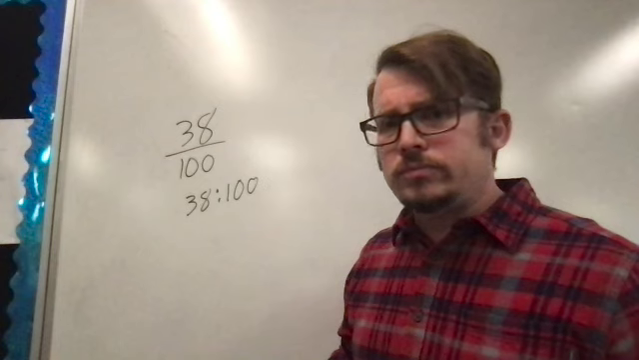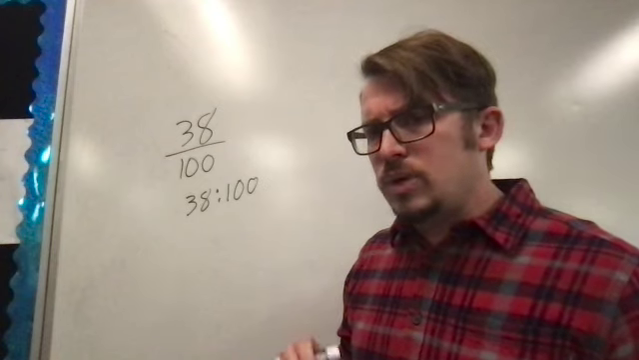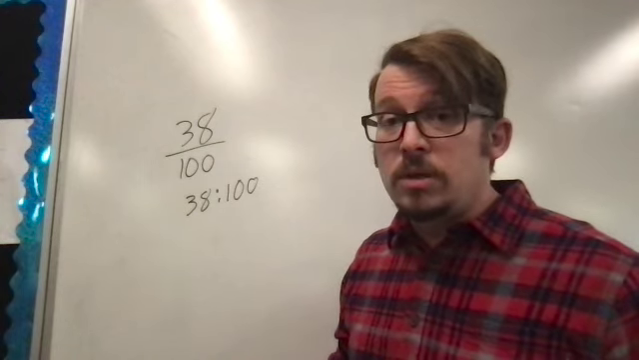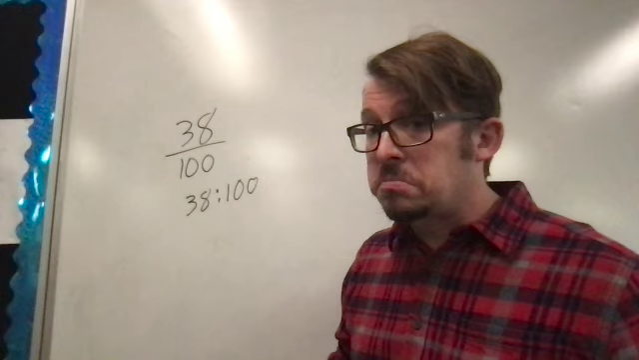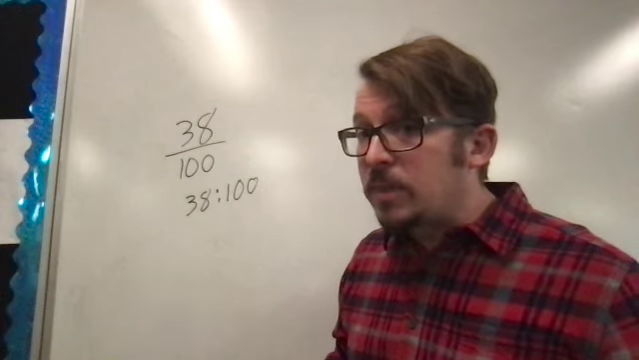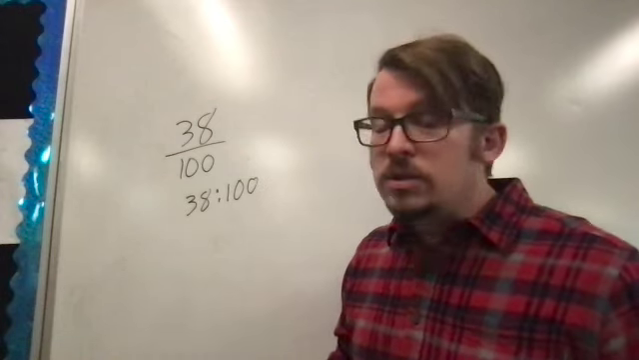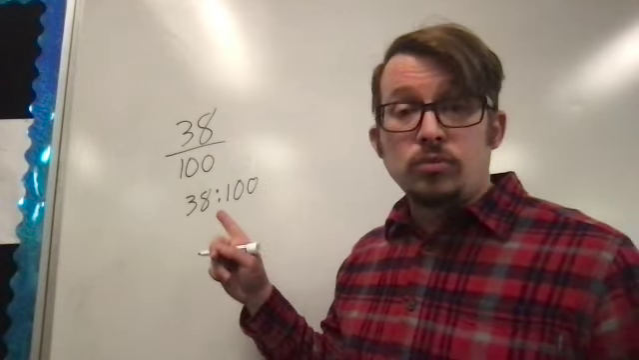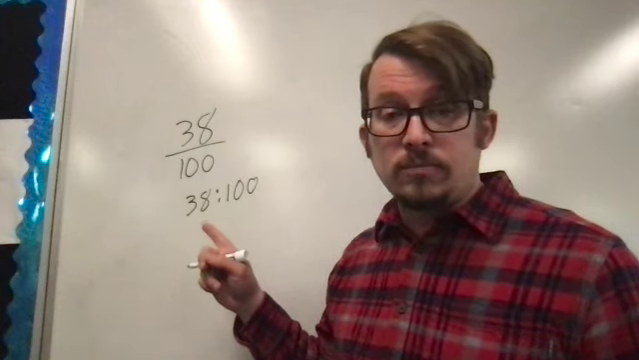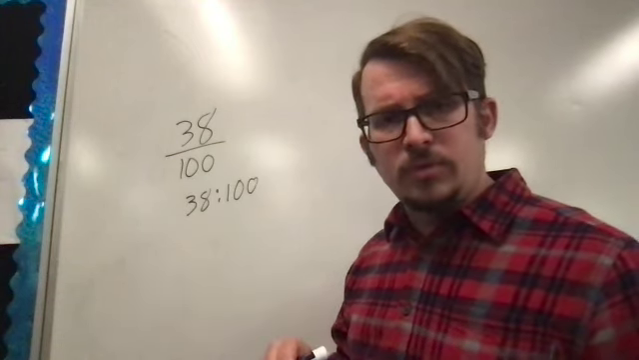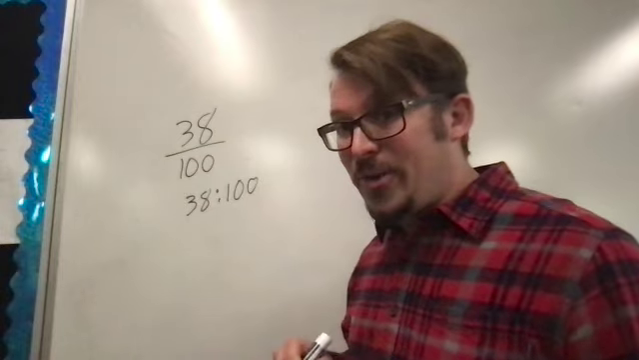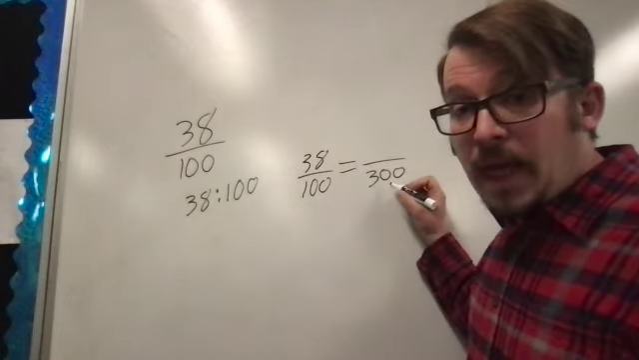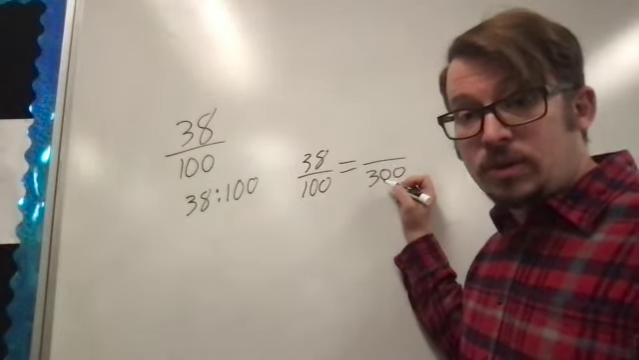Now, what if you don't have 100 cats in your backyard? Maybe you have 300 cats in your backyard. Oh boy. So, if you've got 300 cats in your backyard at a rate of 38%, how do we figure out how many cats that is? Here we go. 38 out of 100 is going to equal however many cats you have out of 300.